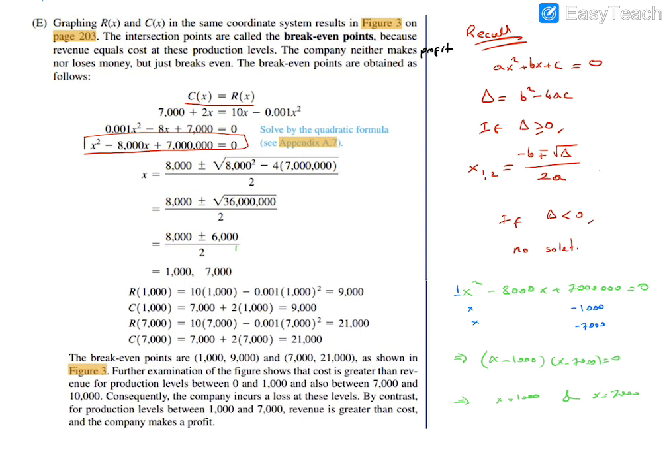Further examination of the figure shows that the cost is greater than the revenue for production levels between 0 and 1000 and also between 7000 and 10,000. On this graph I will show that. Consequently, the company incurs a loss at these levels. By contrast, for production levels between 1000 and 7000, revenue is greater than the cost and the company makes a profit.